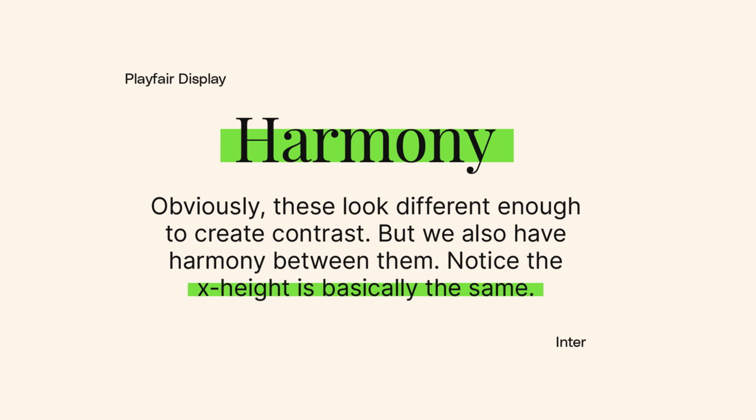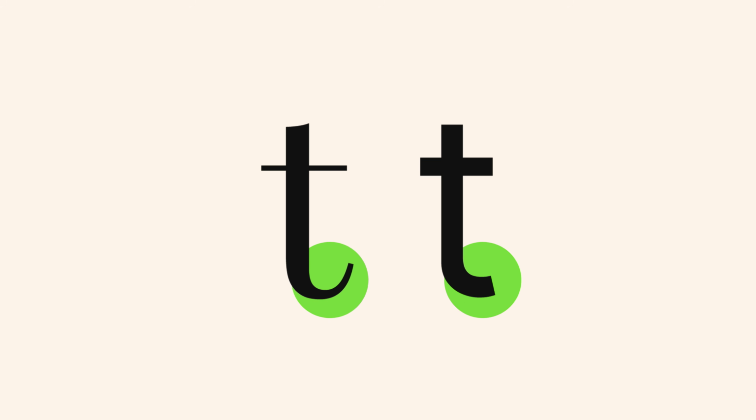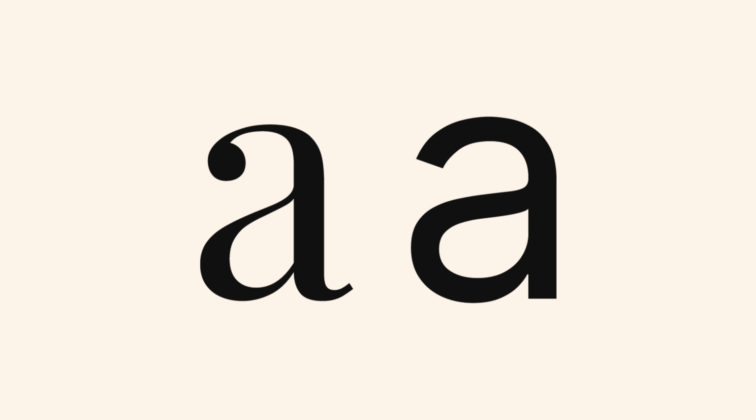Notice the X height is basically the same. The letter structure is also very, very similar. Notice the shape of the O, how it's not a perfect circle, but more of an oval. Plus, its axis is vertical. The lowercase t has a similar curve at the end of the stem. The lowercase a has the same structure. The letter width is roughly the same. This is a great typeface pairing because there is harmony between the two, but also enough distinction to create contrast. And this is something you should always aim for.